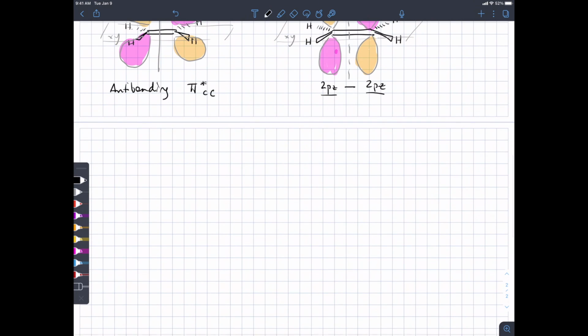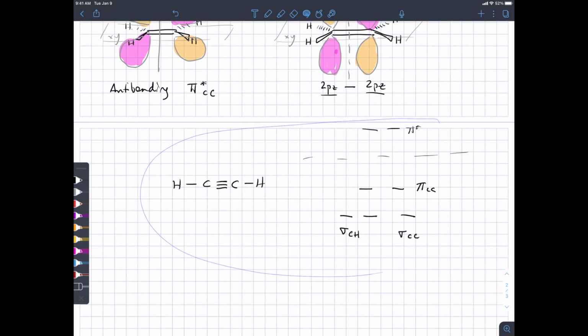Just real briefly with acetylene, the simplest molecule with a triple bond, you're going to have two carbon-hydrogen sigma bonding orbitals, one carbon-carbon sigma bonding orbital, and then you're going to have two carbon-carbon pi bonding orbitals. And then there will be similarly two pi stars and so on. All of that will be in the study guide in a fair amount of detail.